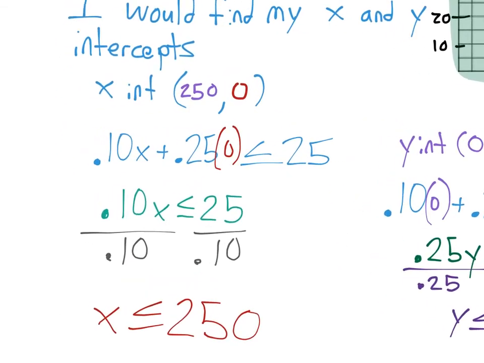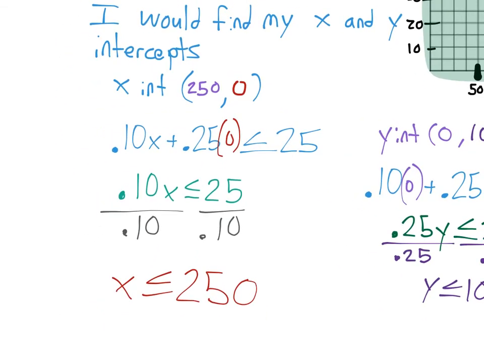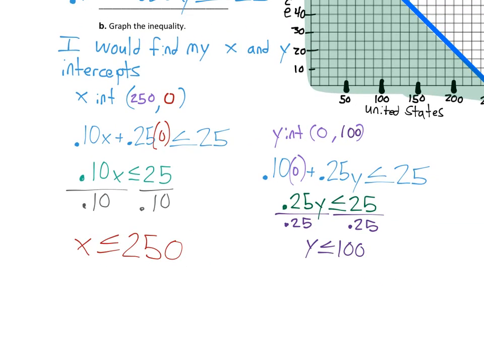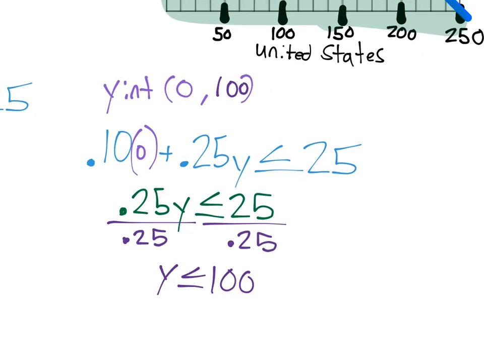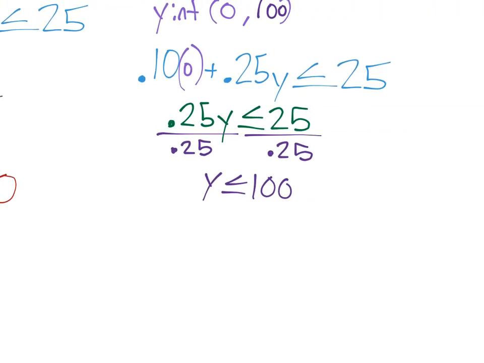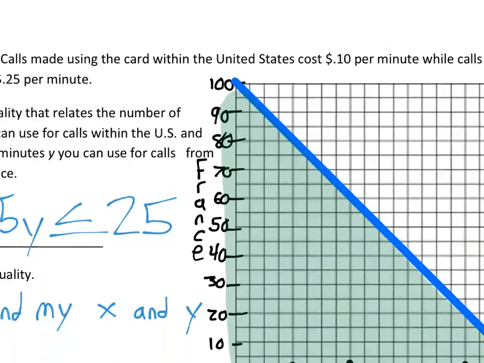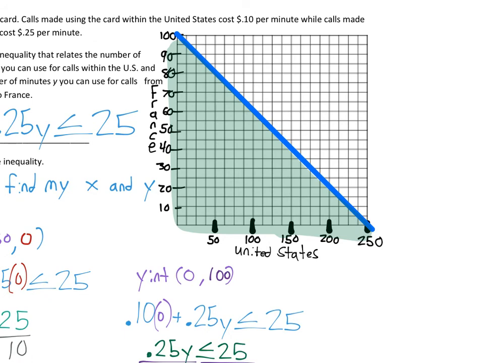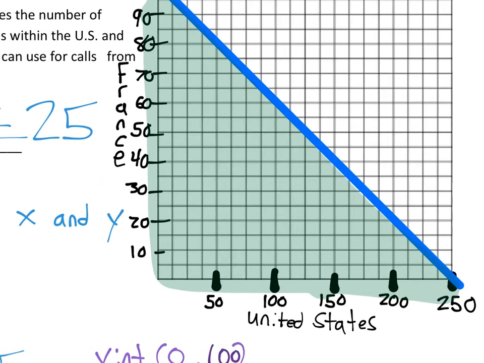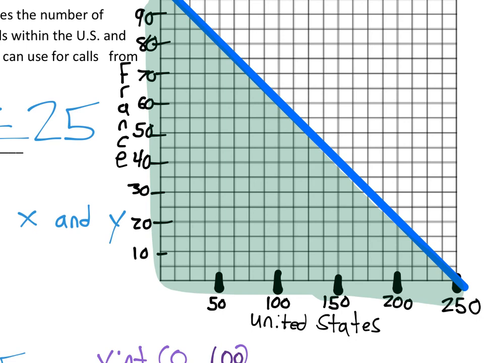Find your x-intercept by plugging in 0 for y. Alright, then we find our y-intercept by plugging in 0 for x. Right, and that tells us we have an x-intercept of 250, y-intercept of 100. Right, here's our 250, here's our 100. It's connected with a line, and I need to shade below. So every whole number combination underneath this line represents a combination of amount of minutes I can spend for both United States and France minutes and still be under my $25 budget.